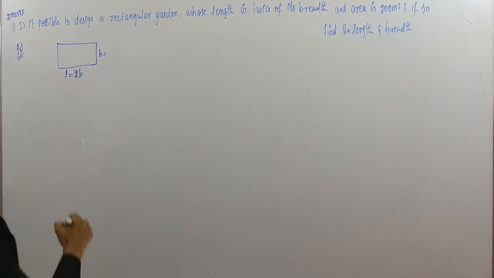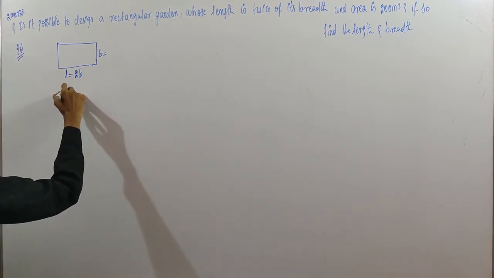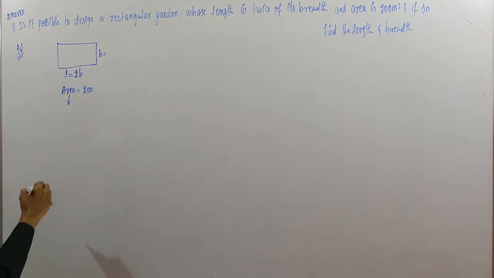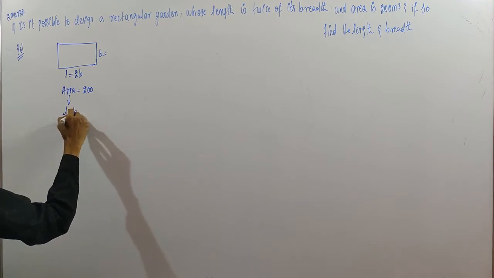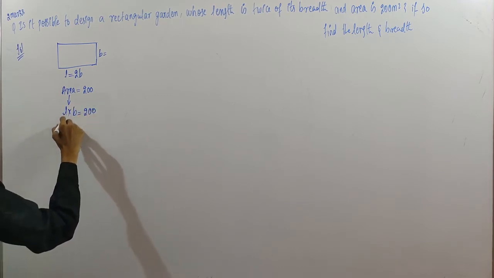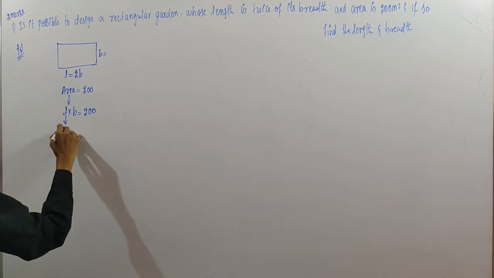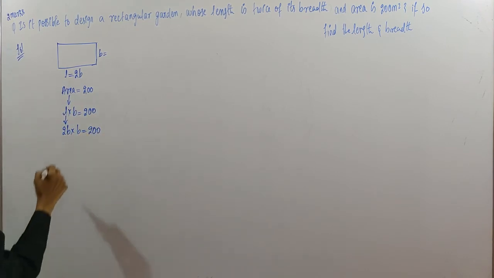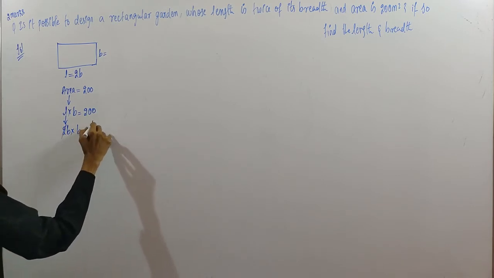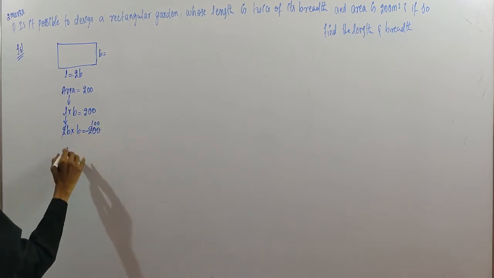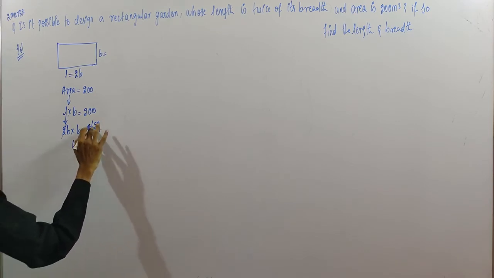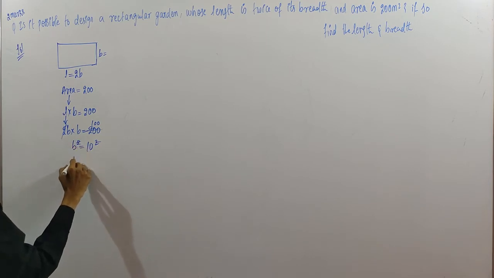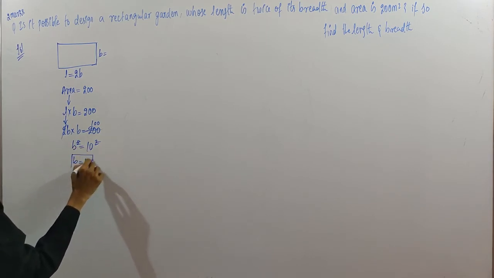Area is 200 meters square. So area is given as 200. Area of any rectangle is length into breadth. L into B is 200. We have L value. L value is 2B into B as it is. Now 2 ones are 2, 2 hundreds are 200. So B into B we have B square. 100 can be written as 10 square. So this will become B is equal to 10.